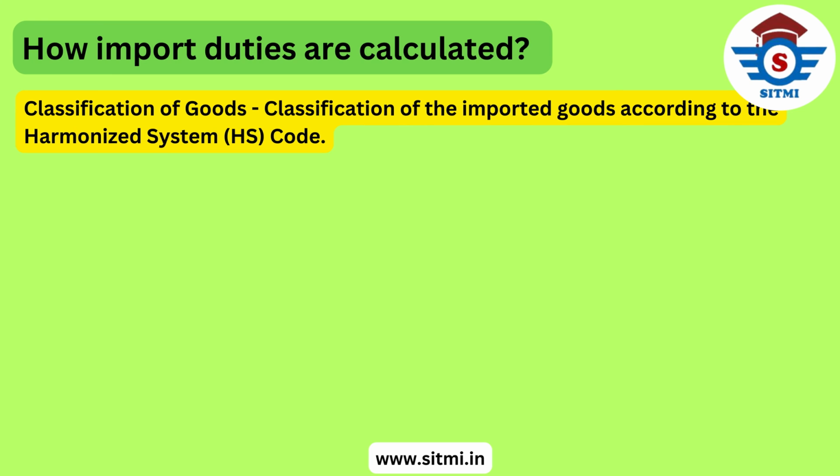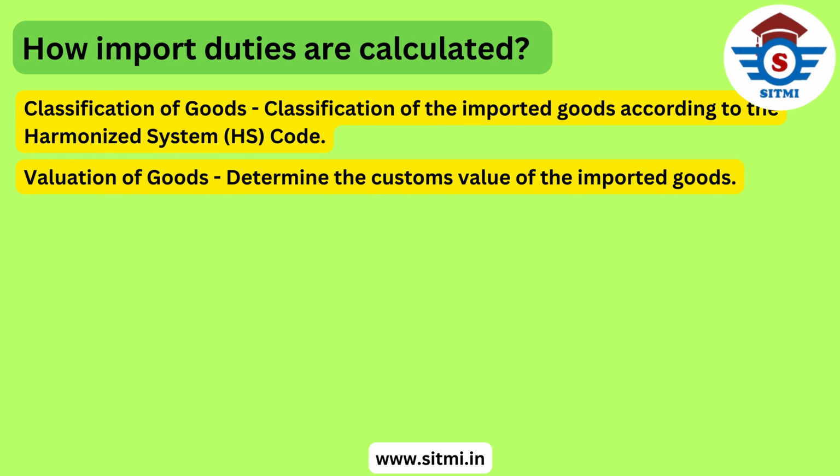The first one is classification of goods. The first step in calculating import duty is to determine the classification of the imported goods according to the Harmonized System, which is the HS code. The HS code is an internationally standardized system for classifying goods based on their characteristics and composition. Each product is assigned a specific HS code which determines the applicable import duty rates.